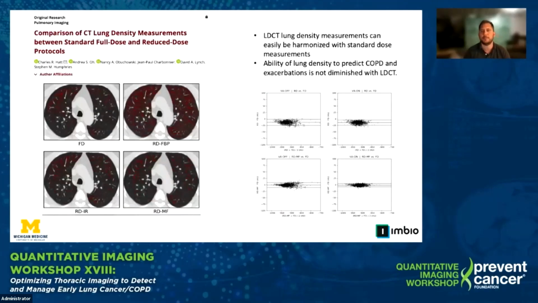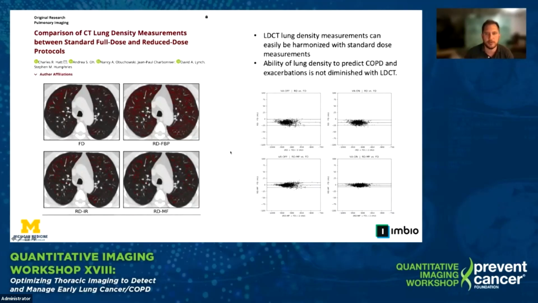This was a follow-up paper that investigated the effect of moving to a low-dose protocol on lung density measurements. We found that median filtering, or using iterative reconstructions for low-dose scans, resulted in lung density measurements that were unbiased compared to the measurements using a standard dose technique. We also showed that the ability to predict the presence of obstructive disease or future exacerbations was not diminished when using a low-dose protocol. This study showed the importance of scan harmonization, as well as the non-inferiority of low-dose scans for COPD screening.